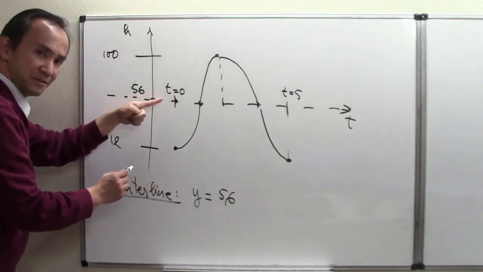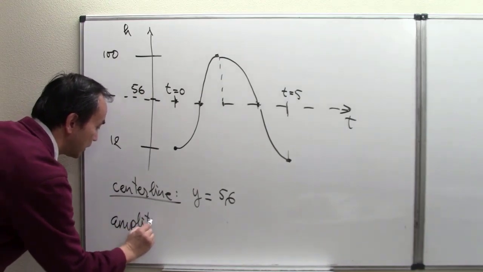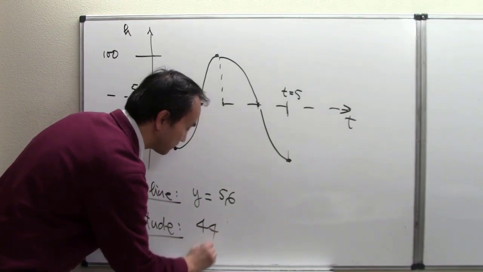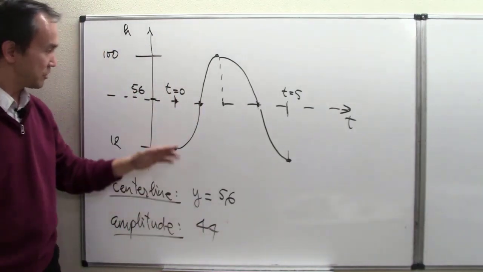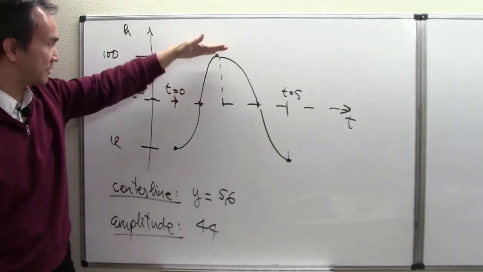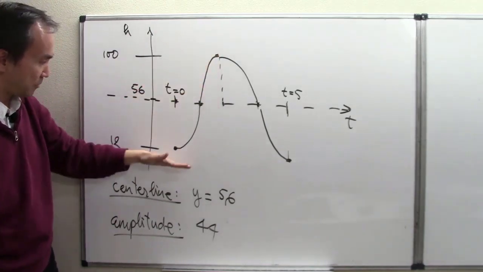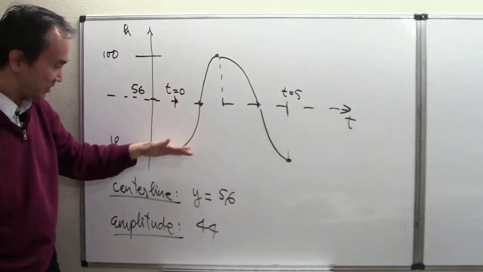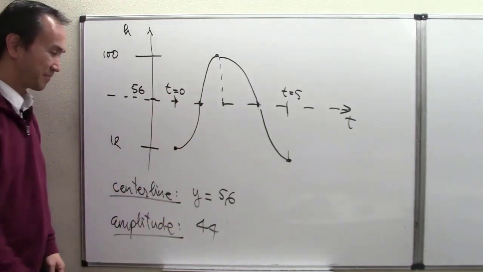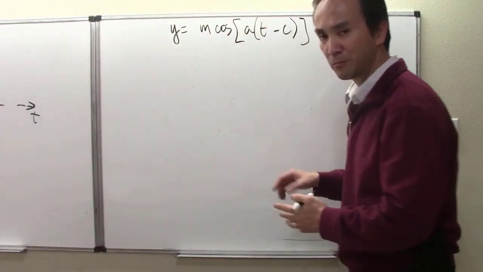This graph has amplitude being 44. The amplitude is 44 because the midline, the center line, is here, and it swings up to hit 100 by a total space of 44 and down by a total space of 44. And so that's why the amplitude here is 44. And so I can now partially complete my information.